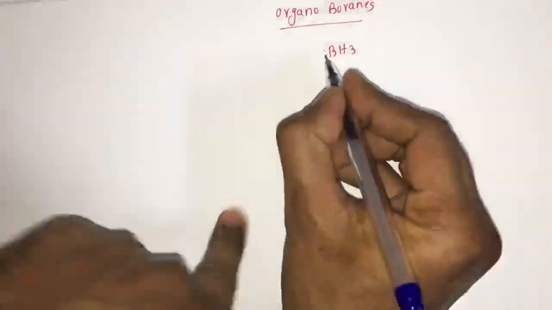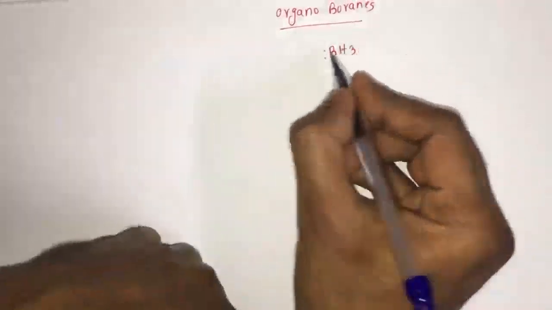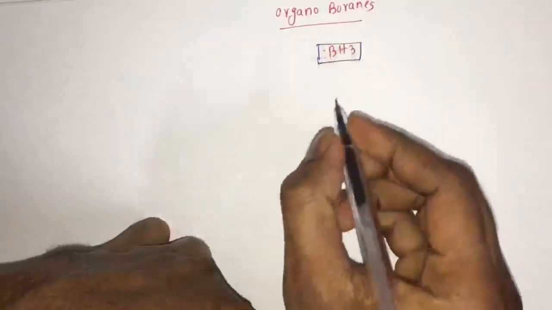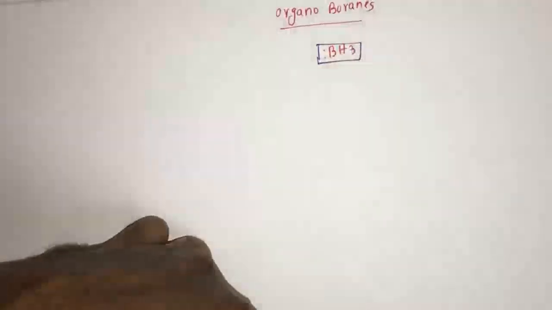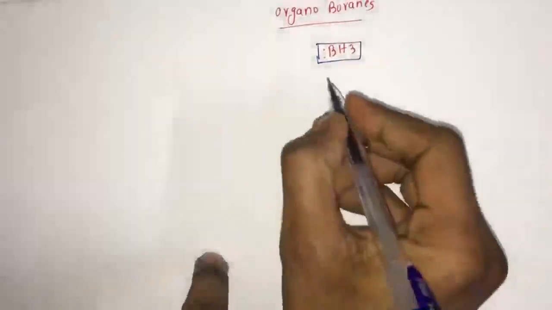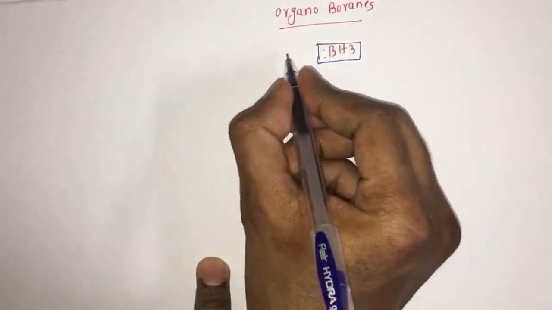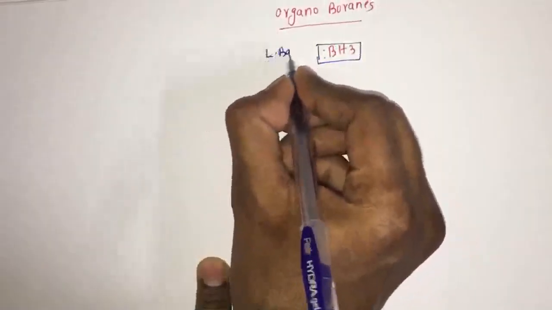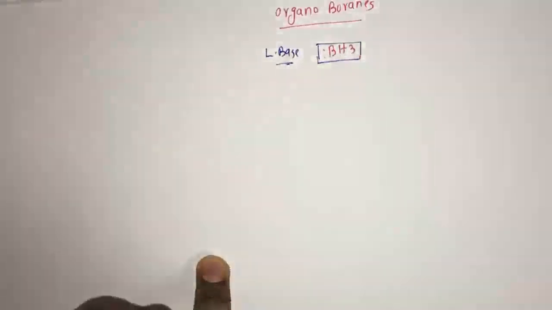BH3 is not available like this, so we have to stabilize it. In order to stabilize it, we will treat it with some Lewis base, so that we can stabilize this BH3.